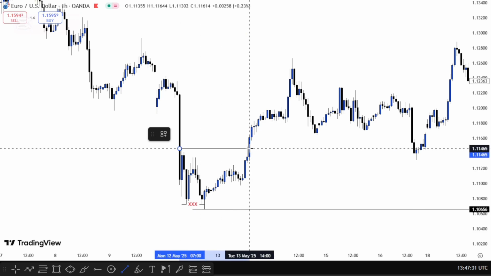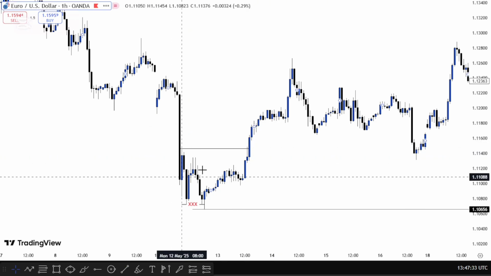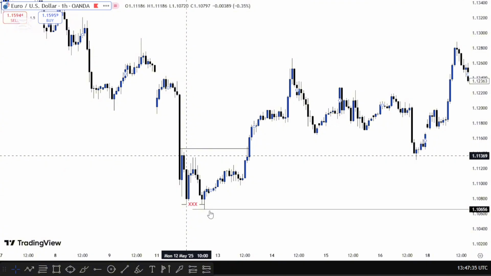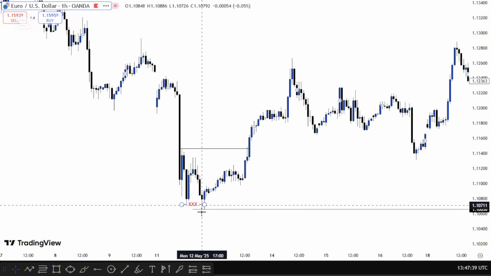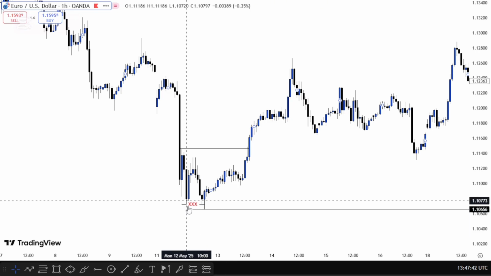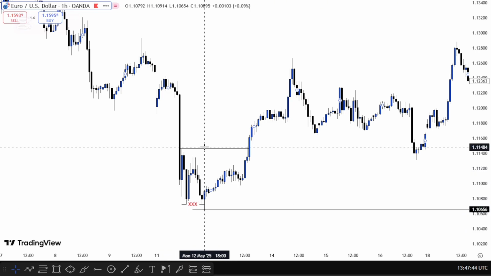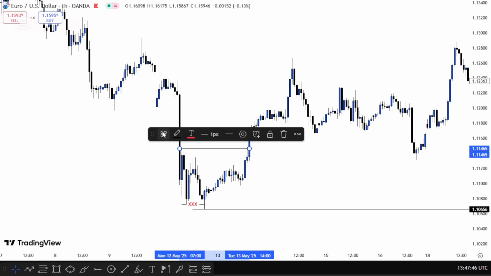So since we have a sweep of liquidity, what do we have here? We have a market structural shift, because that was the high before the market created this low. All right, that was the high before the market created this low and swept the early buyers, took the early buyers out of the market.